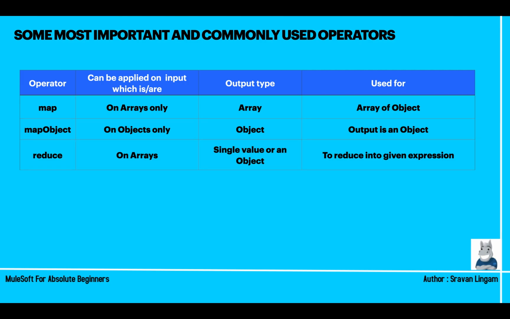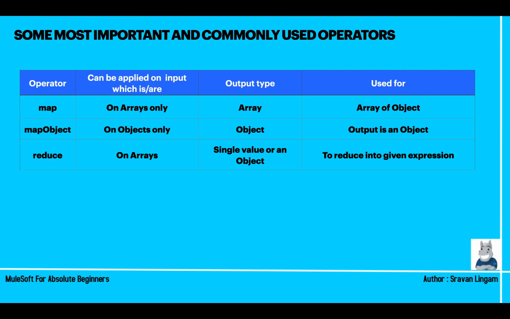So the first one is reduce. When we use reduce, and on what can we use reduce? This is a very important thing. We can use the reduce operation only on arrays. And what is the output type? Once we apply reduce on an array, what will it result in? It will result in a single value or an object. The output type will be something like that.